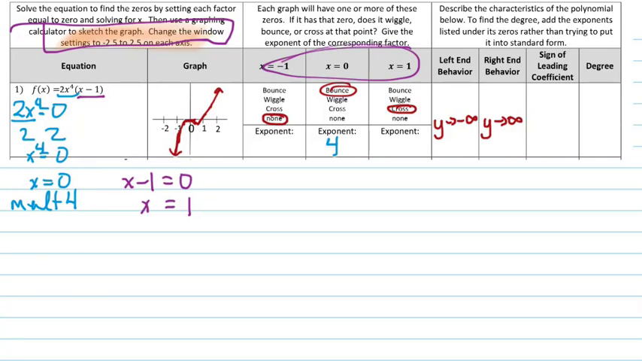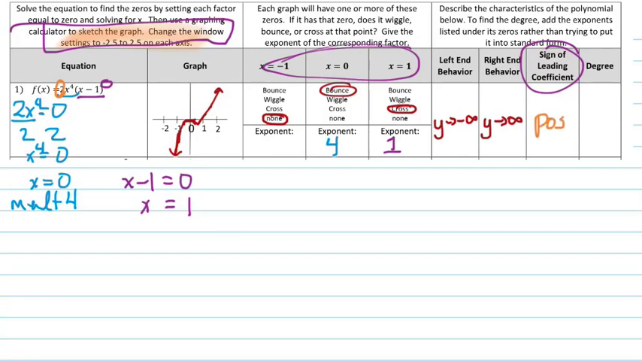There was no exponent here, so that's going to be understood to be a 1. Now we're going to fill in the rest of it. So the sign of the leading coefficient is going to come from your leading number. Is it positive or negative? And that leading number was positive, so positive.